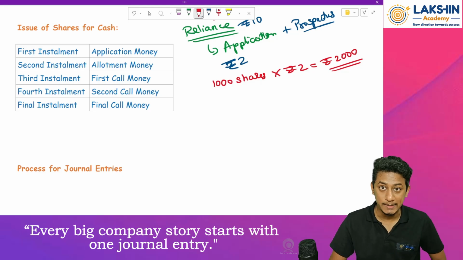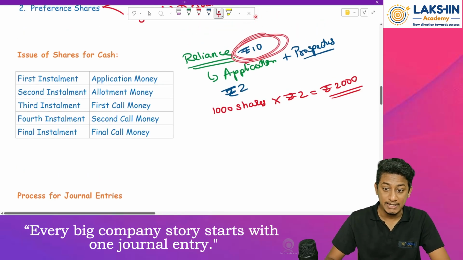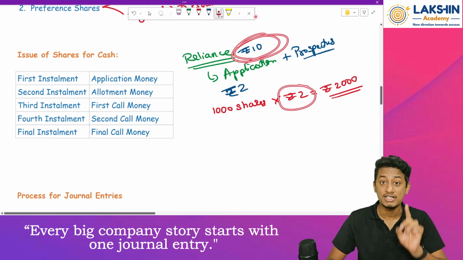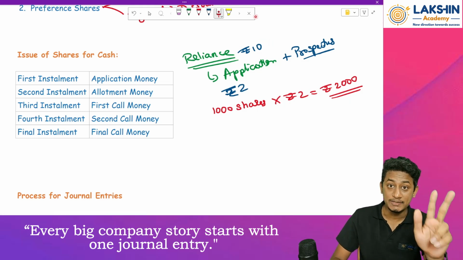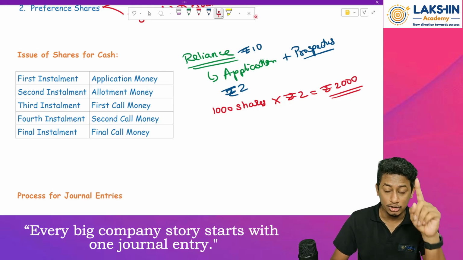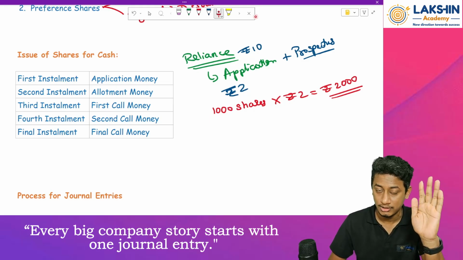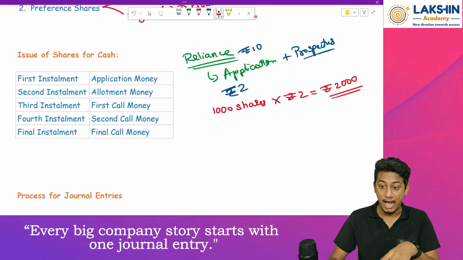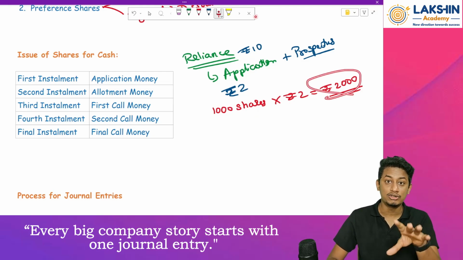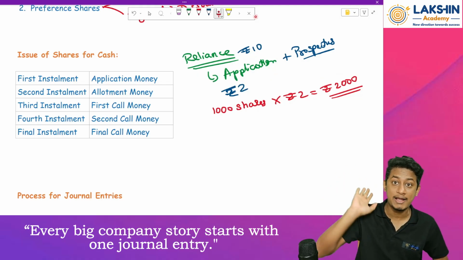Have I made the full payment? No. Because out of rupees 10, I am making a payment of rupees 2 only. That means how much is pending to be paid? 8 rupees is pending on each share. So what is the total amount? Rupees 8 into 1000 shares, that is 8000 rupees still to be paid. But currently I am paying only rupees 2000 to the company, for the application, saying that I am interested to buy the shares.